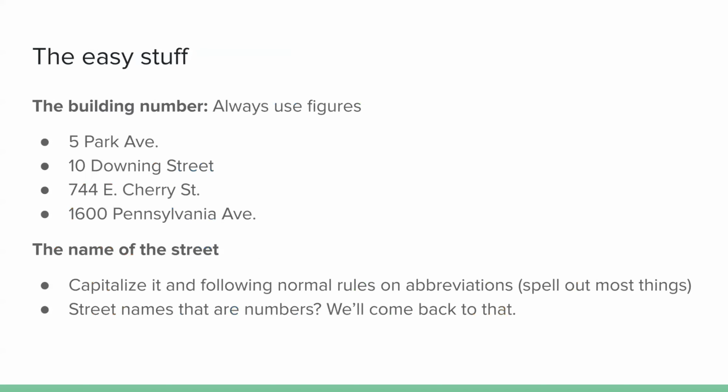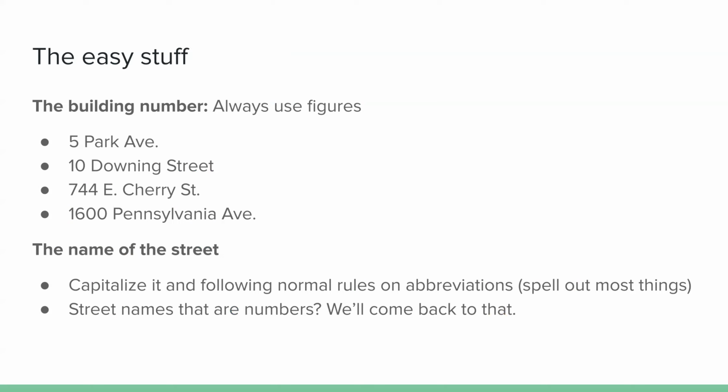This is the easy stuff, I think. The building number in an address always uses figures. So in these examples, 5 Park Avenue, 10 Downing Street, even if it's only 1 digit or 2 digits, it takes a figure for the building number. That's pretty straightforward. The name of the street is always capitalized, as we mentioned, and just follow the normal rules on abbreviations. So as a general thing, the names of streets are going to be spelled out.